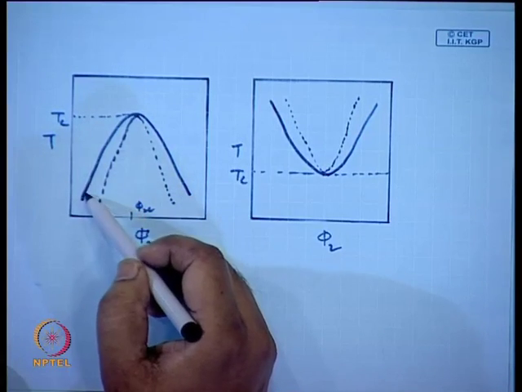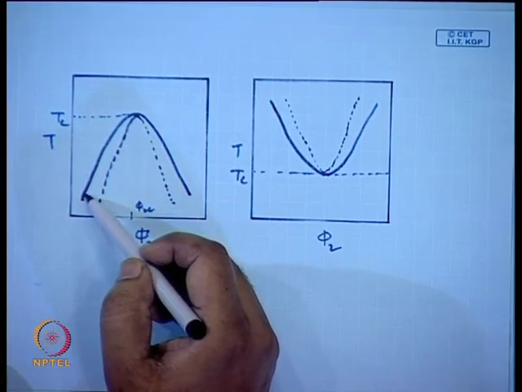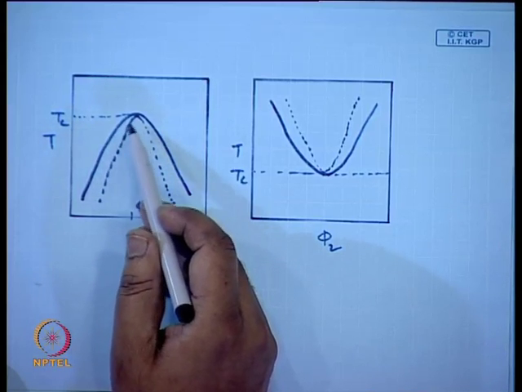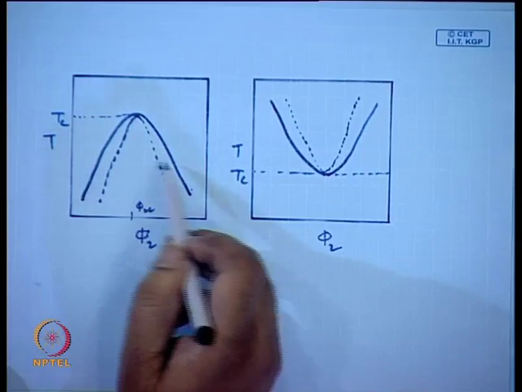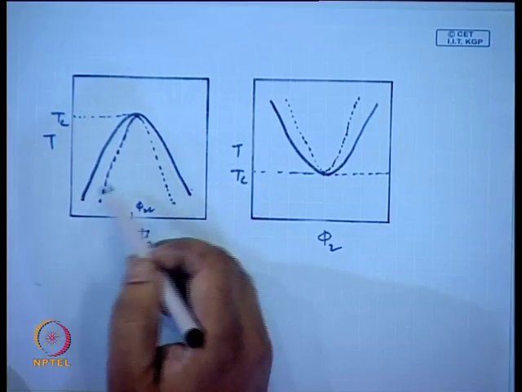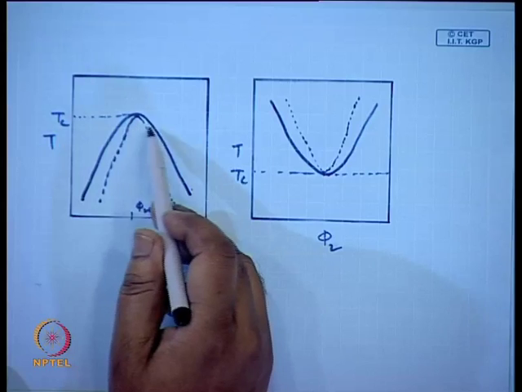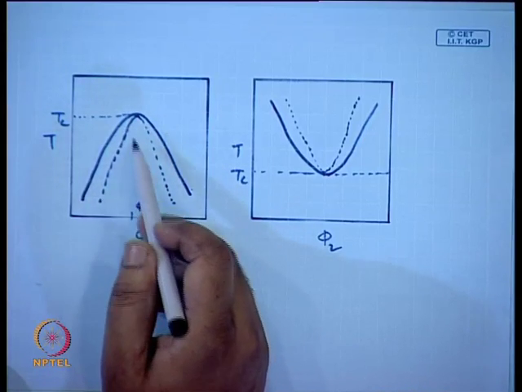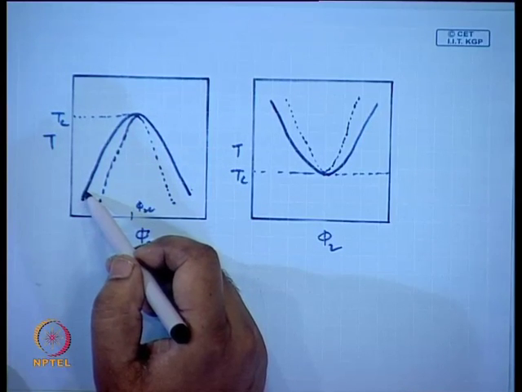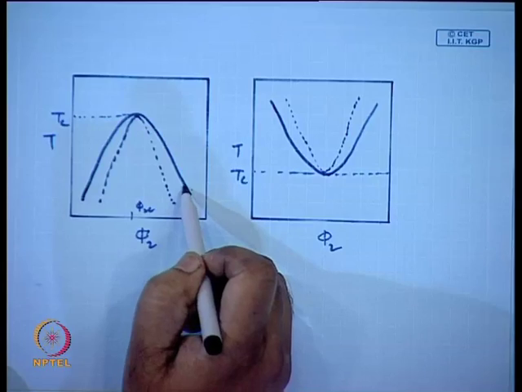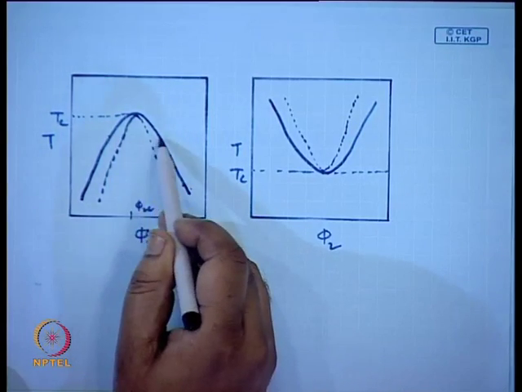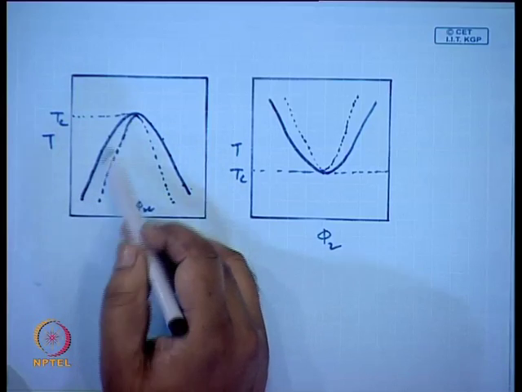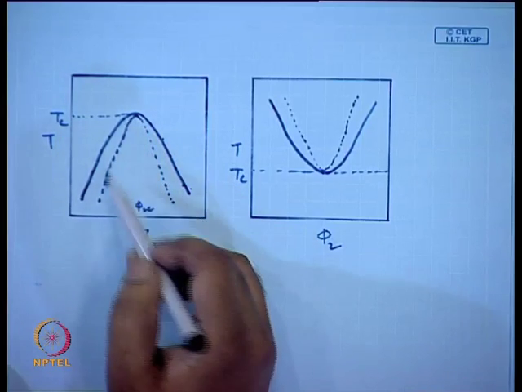These are the locus of the binodal points at different temperatures. At different temperatures, you have different binodal points. So, at one temperature you have this, at another temperature you have this, like this, and at one point they will merge.